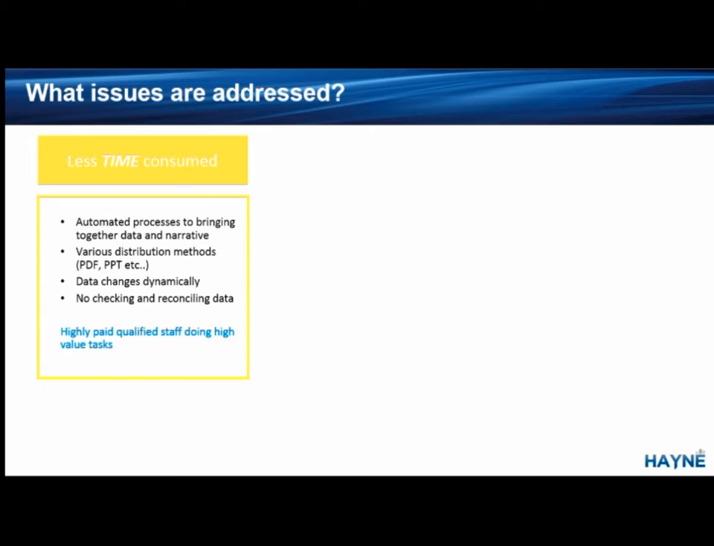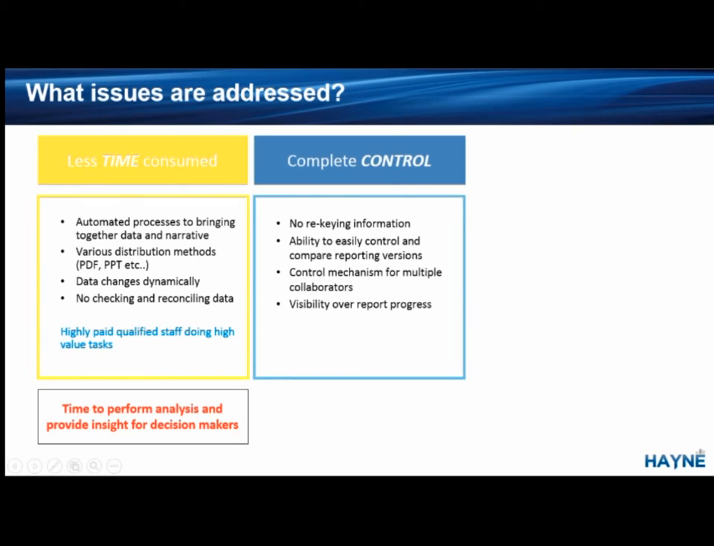So we're beginning to move our highly paid qualified staff to more high value tasks. And what this is allowing us to do is to perform analysis and provide insight for decision makers. So we're increasing the time available for that high level analysis and quality checking. We've also increased the amount of control in that process. We're not rekeying information anymore, and we can easily control and compare reporting versions. We also have a control mechanism for multi-collaborators, and we've got complete visibility over report progress, seeing where each page within that report is within its completion process.